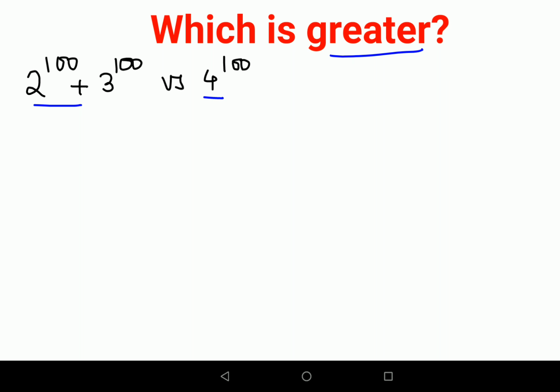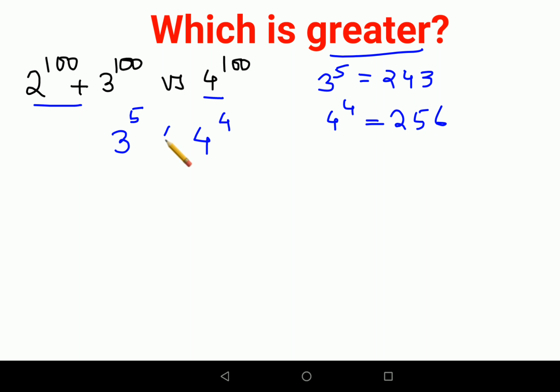Now, see, 3 and 4 are very close. Let's forget the 2 right now. If you look closely, when I do 4 raised to 4 and 3 raised to 5, 3 raised to 5 gets me 243, and 4 raised to 4 becomes 256. At this point they are very close to each other, but I can say that 3 raised to 5 is still smaller than 4 raised to 4.